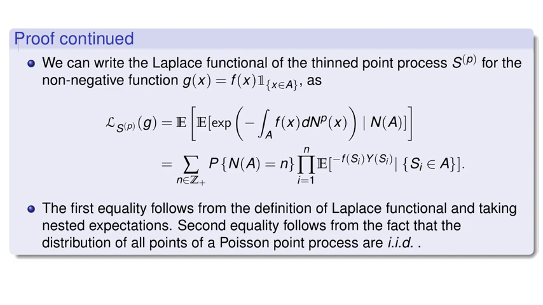The first equality follows from the definition of the Laplace functional and the law of total expectation, nested expectations. The second equality follows from the property that given N(A) equals n, the n points S_i within A are IID, as per the properties of Poisson processes discussed previously, specifically regarding their conditional distribution.